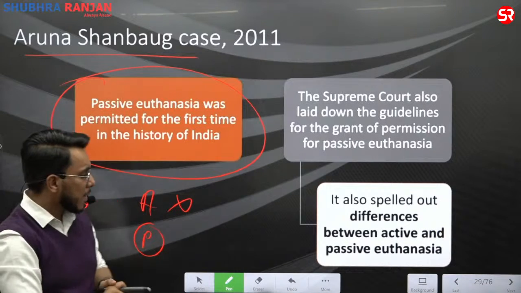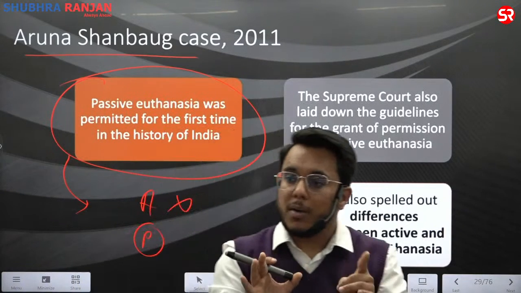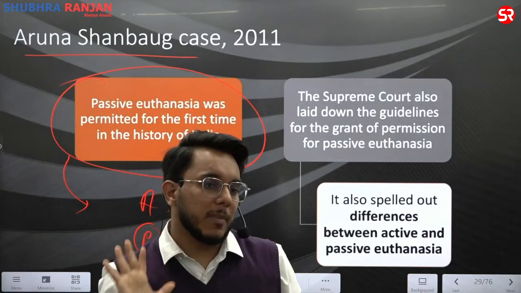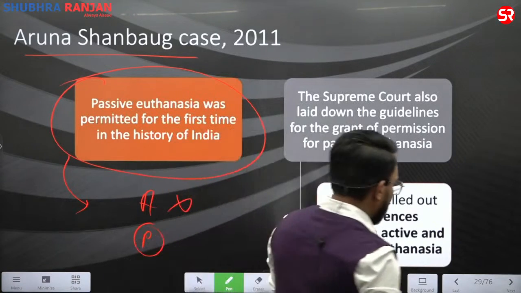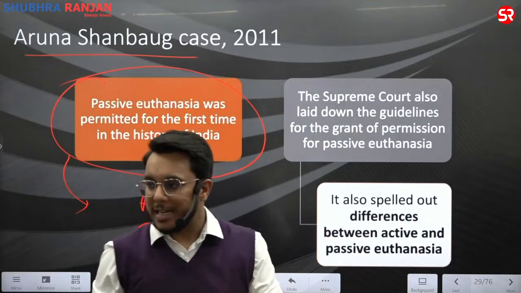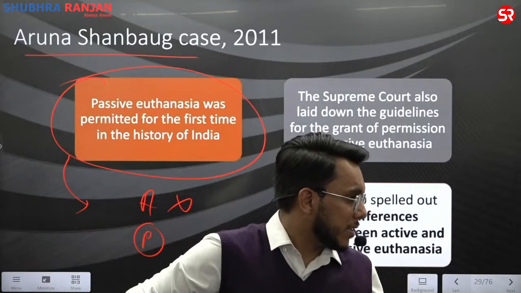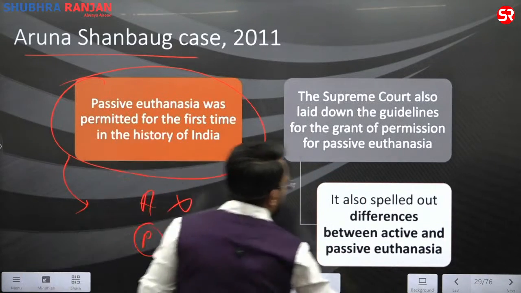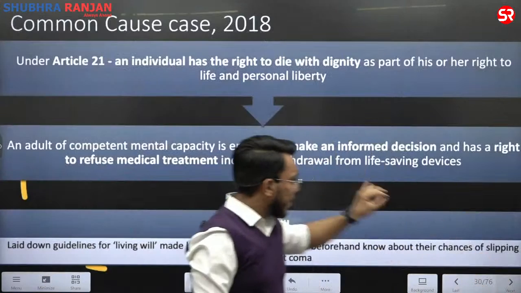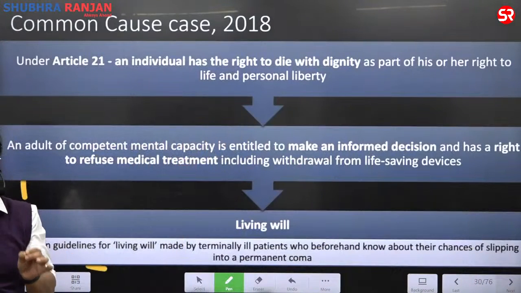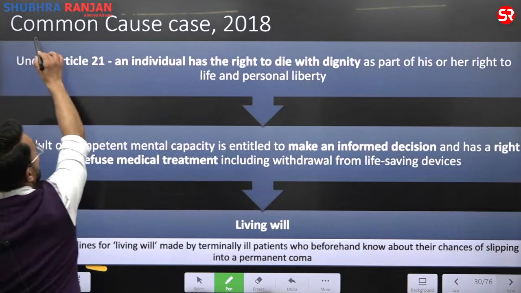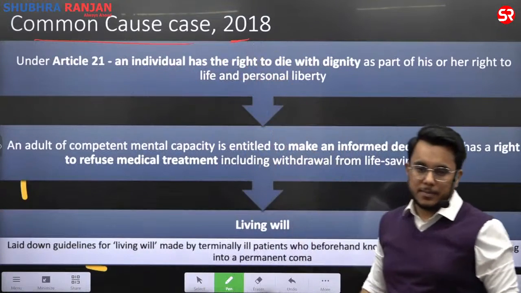Now, passive euthanasia has to be given on the basis of a process that has to be followed. And on the basis of that process, passive euthanasia will be allowed. Samajh mein aa raha hai ya nahi? Aruna Shanbaug, when we talk about her, was not given euthanasia. She died because of other medical complications. Okay. Now, after the Aruna Shanbaug case, passive euthanasia got recognized, but then the Supreme Court gave detailed guidelines about passive euthanasia, ki kaise diya jayega, kya condition hoga, in the Common Cause case of 2018. Is it clear or not?